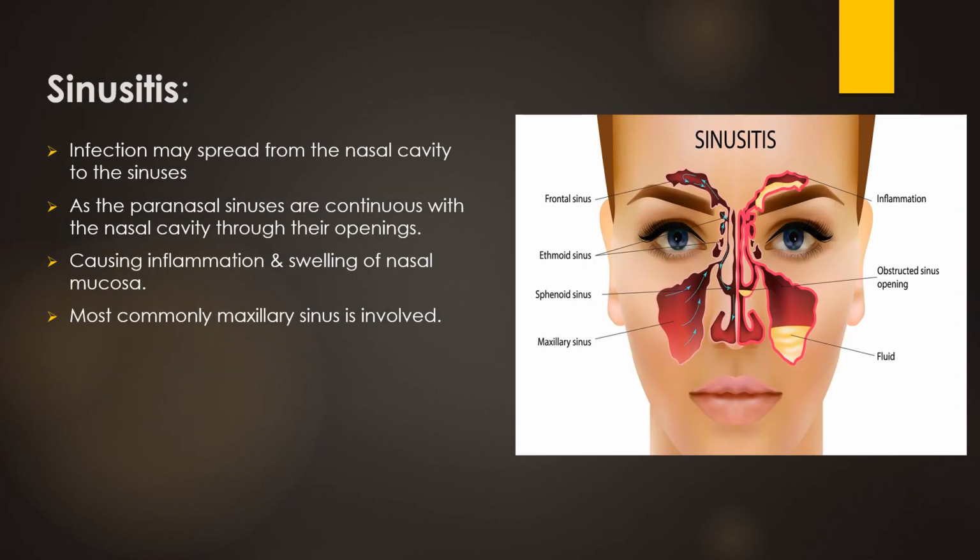So what happens in sinusitis? The infection may spread from the nasal cavity into the sinuses, and as the paranasal sinuses are continuous with the nasal cavity through their openings, it may cause inflammation and swelling of the nasal mucosa. The most commonly involved sinus is the maxillary sinus.